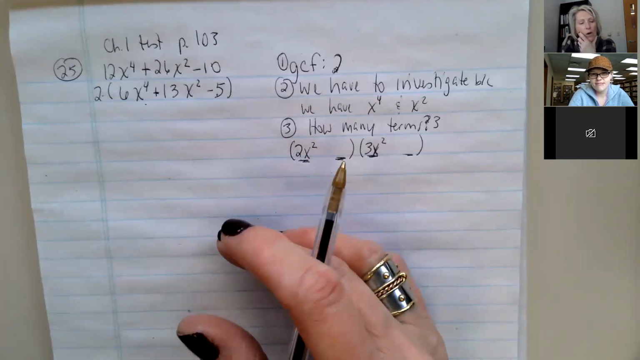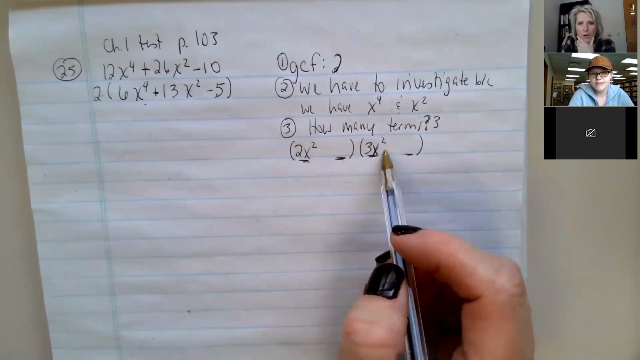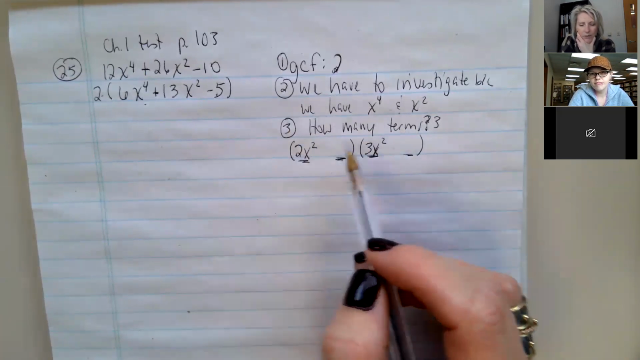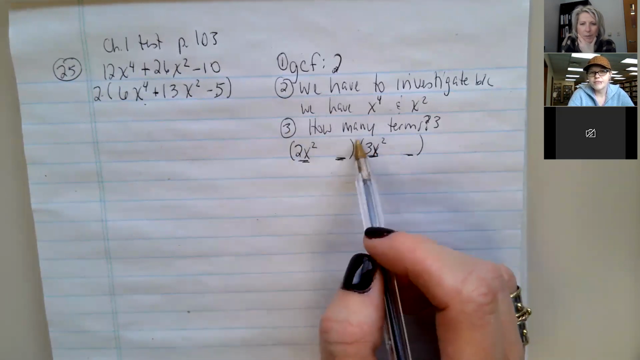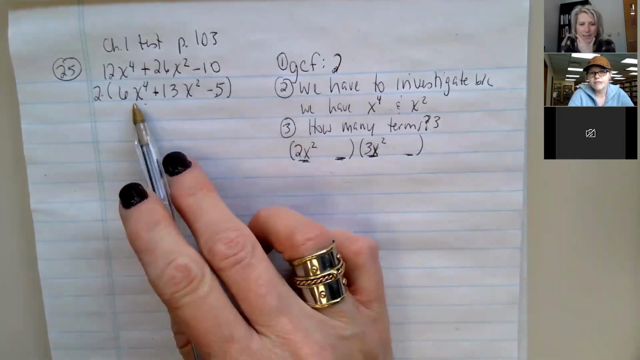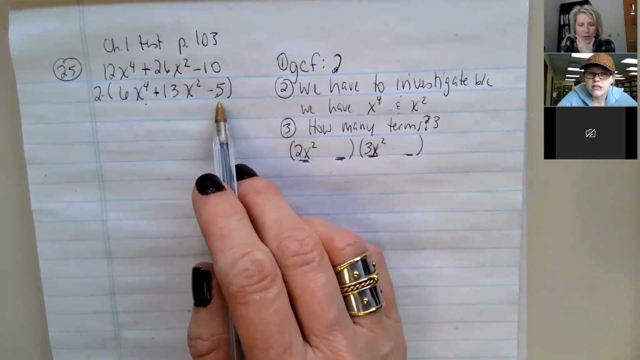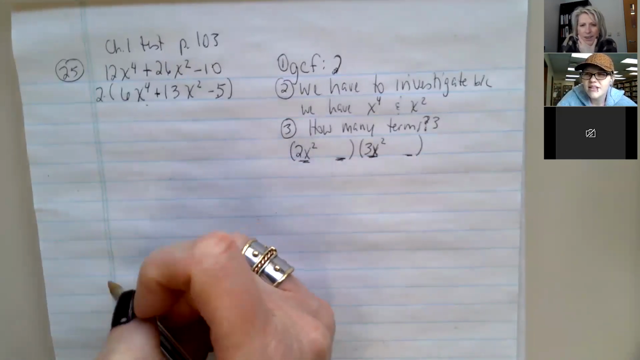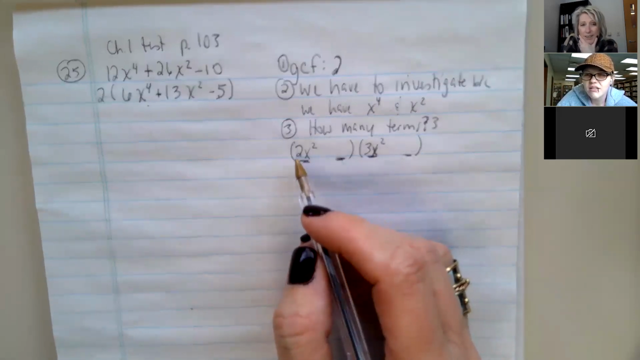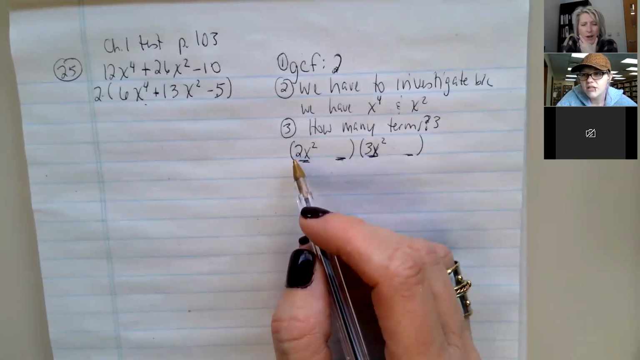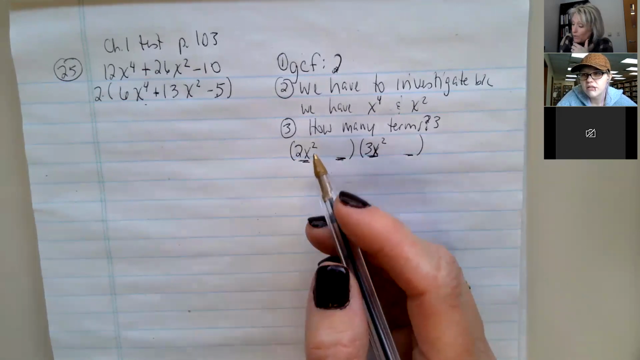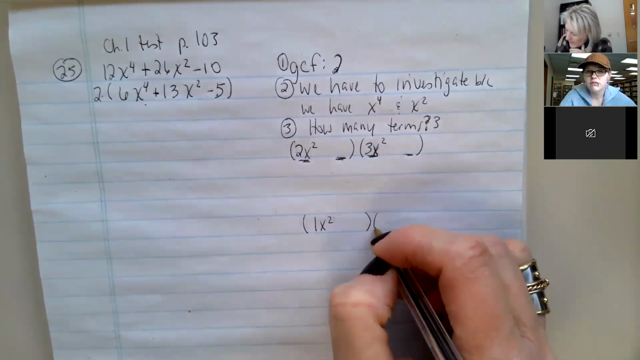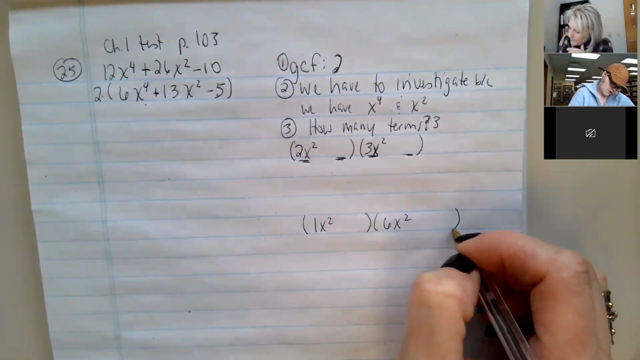Okay. So we need to think about how, once we get these two binomials factored out, they have to multiply back to this 6x to the fourth plus 13x squared minus 5. That's the key. Why'd you go with 2 and 3 instead of 1 and 6? Well, we could try 1 and 6. It doesn't matter. It will eventually. So let's just do a guess and check of just 1x squared and 6x squared.